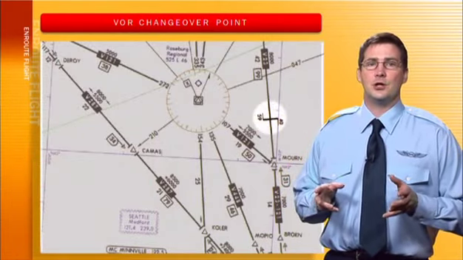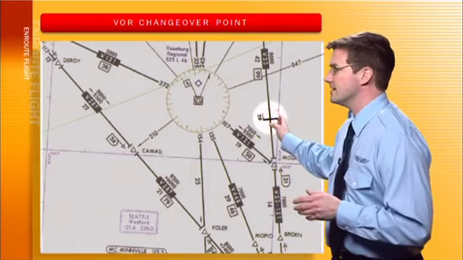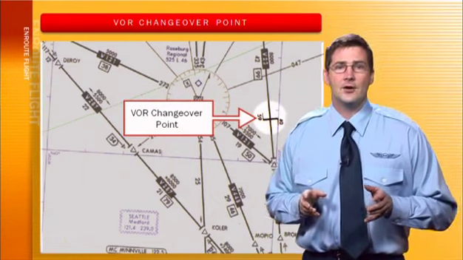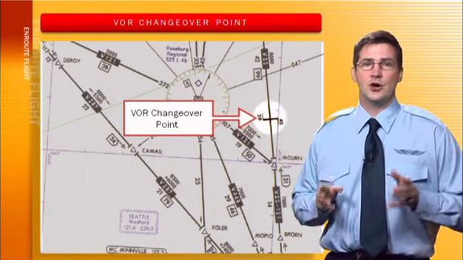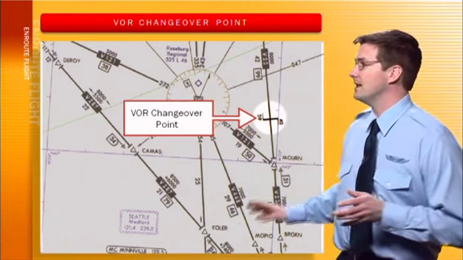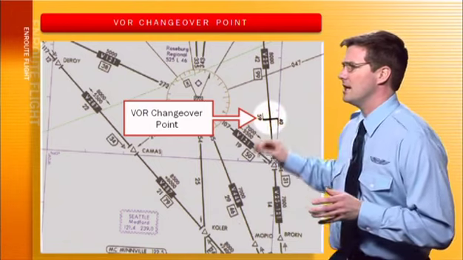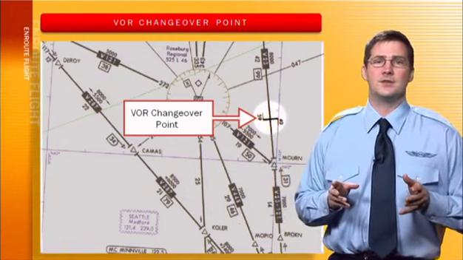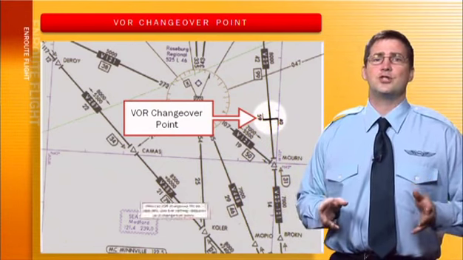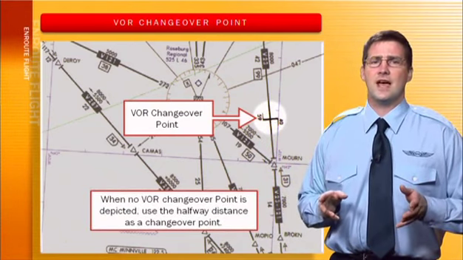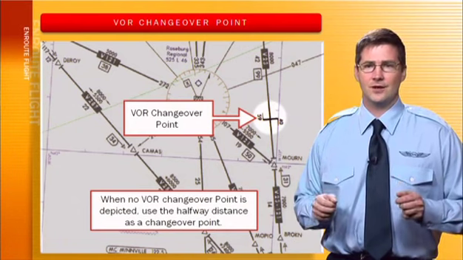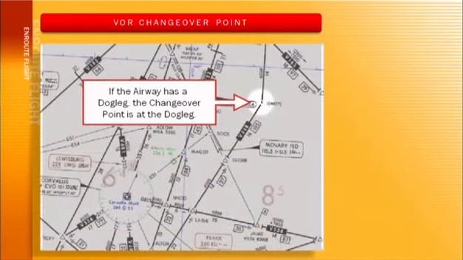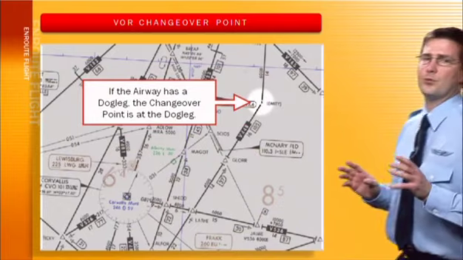For this example, look over here on Victor 23. You can see the symbol right here. This is a VOR changeover point. Now notice that the 40 miles shown here for the shorter segment combined with the 59 miles shown right here for the longer segment equals the 99 total miles right here. Now if there's no changeover point, simply switch your nav aids at the halfway point on the chart. Sometimes an airway has a dogleg turn, and when you see a dogleg, consider it to be the switchover point.